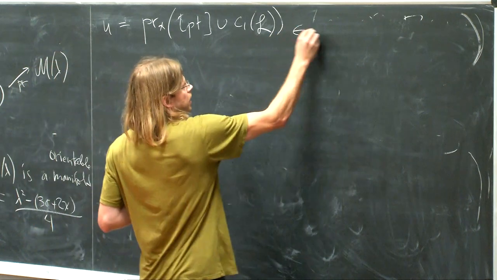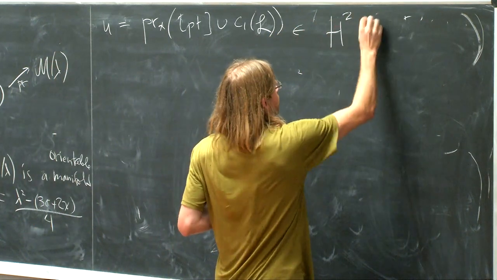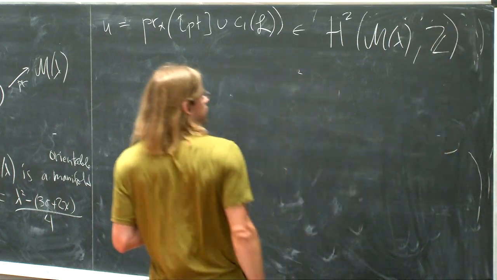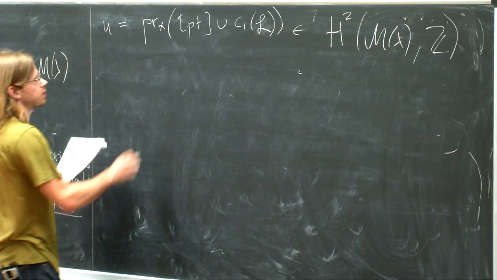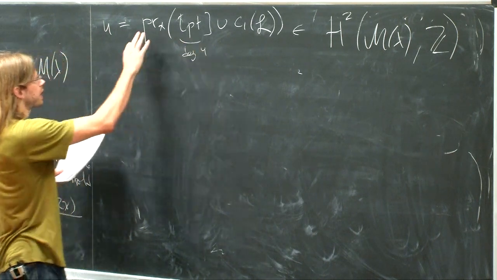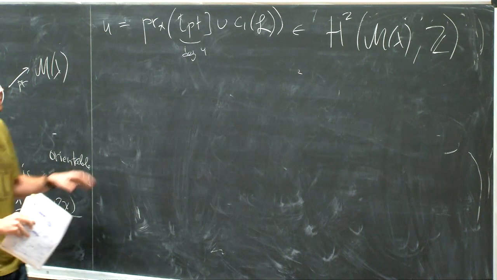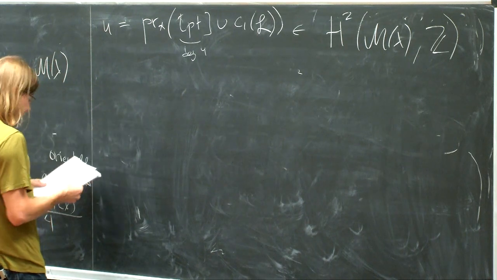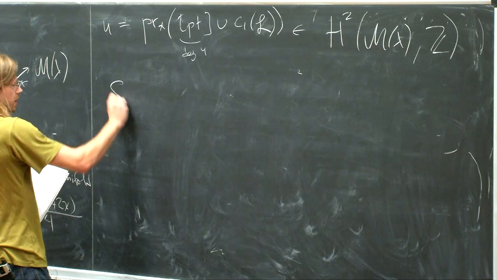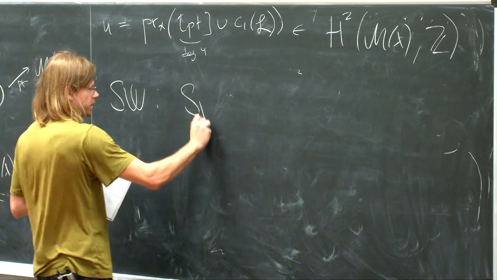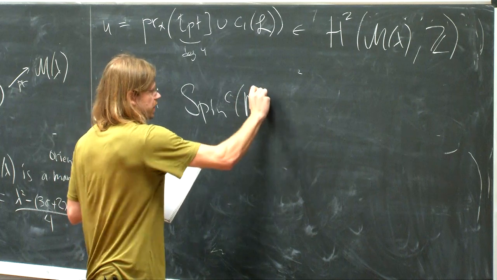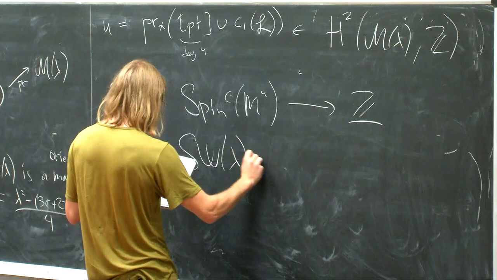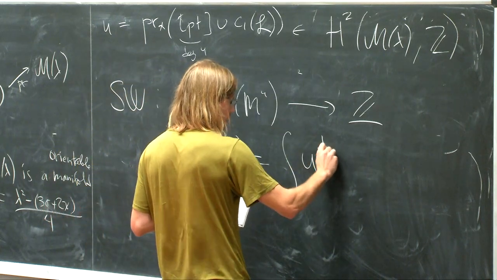So this gives me an element in the cohomology of the moduli space with integral coefficients. This has degree 4, which I integrate over M4. This gives me a class here. And then the Seiberg-Witten invariant is a map from the set of spin-c structures of the manifold to integers, and its value is given by the following integral.